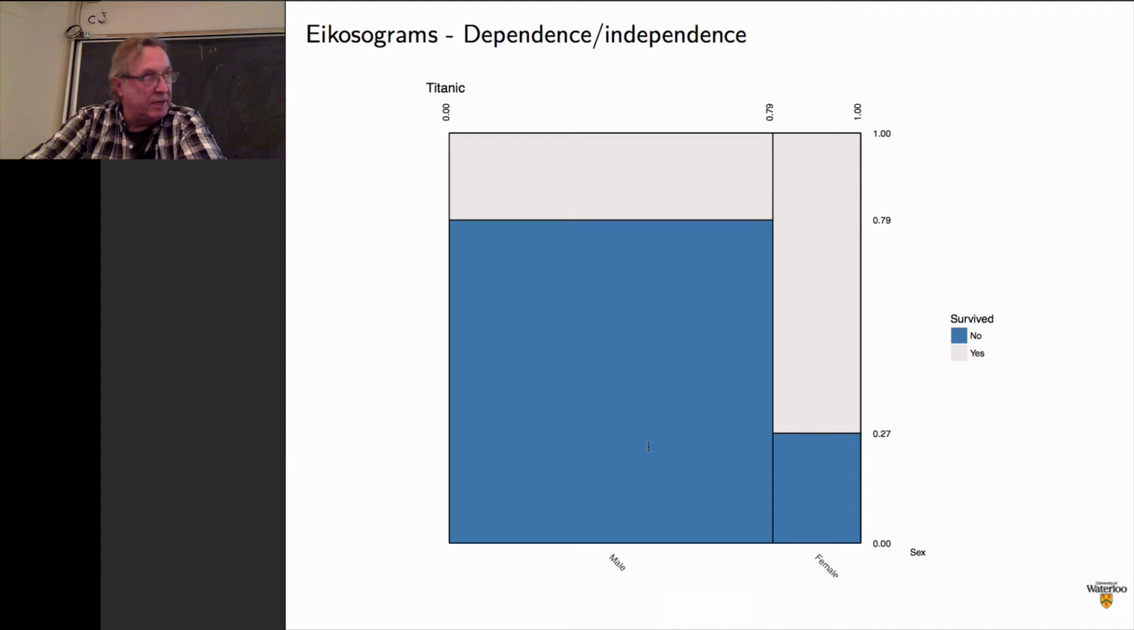Does survival depend upon sex? Or are they independent? They're not independent, clearly, right? If we ran that through our lineup test, almost certainly we'll find that picture. If you're male, you're much more likely to not have survived than if you're a female. Okay?